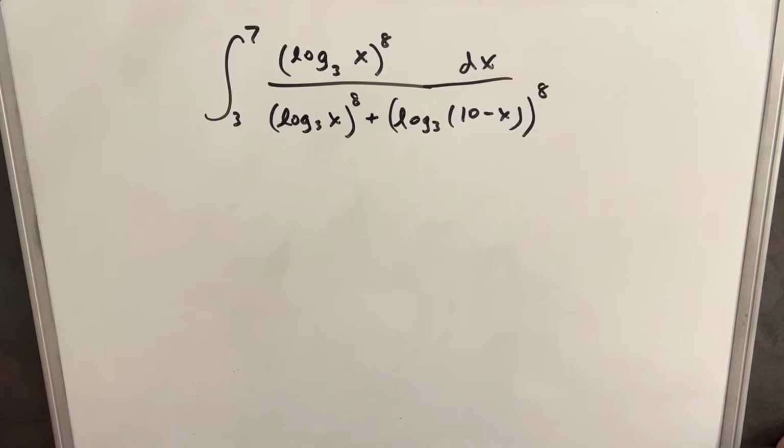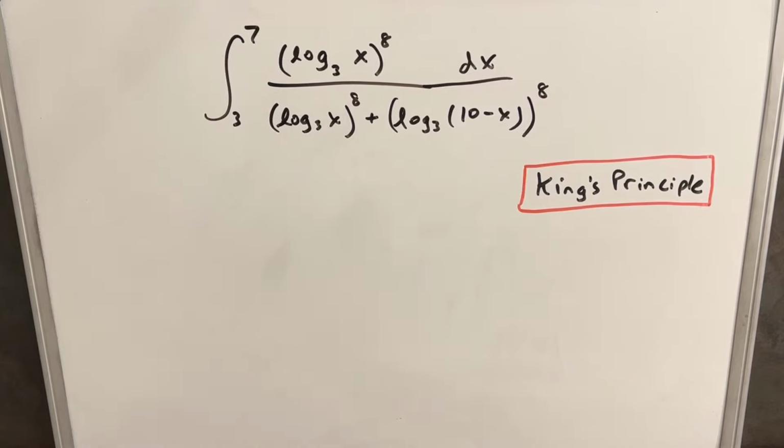Okay, we have a scary looking integral on the board here today with a lot of logs, integrating from 7 to 3. And at first it does look kind of impossible, but if you're given a problem that looks impossible, it's probably possible unless someone's really messing with you. I think the key to this whole problem is recognizing that this is something that can be solved using the King's principle.